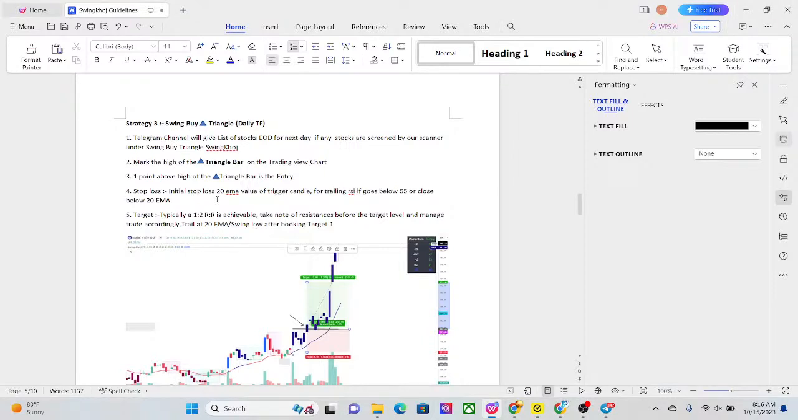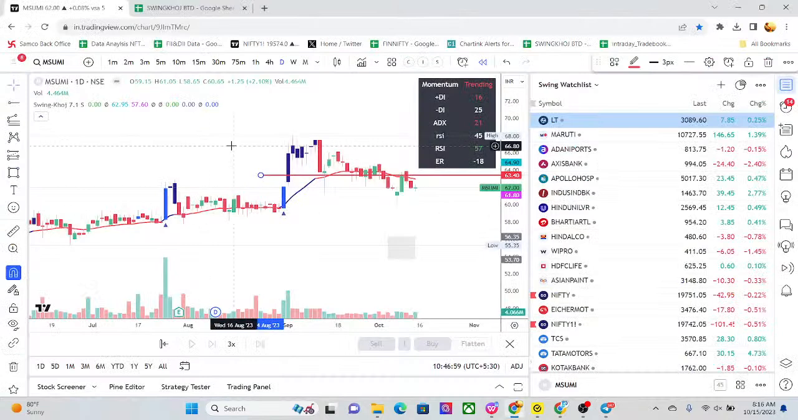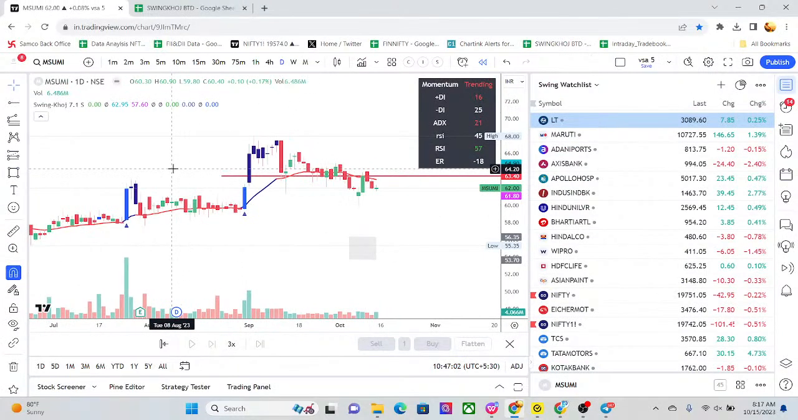Stop loss. Initial stop loss is the 20 EMA value of the trigger candle. Okay. So here also we are going for 1:2. If we go 1:1, we have a good strike rate. But if you want 1:2, it's also okay. It's doing good. So here the stop loss will be the EMA value when this bar is formed, the 20 EMA. So around 60, right?